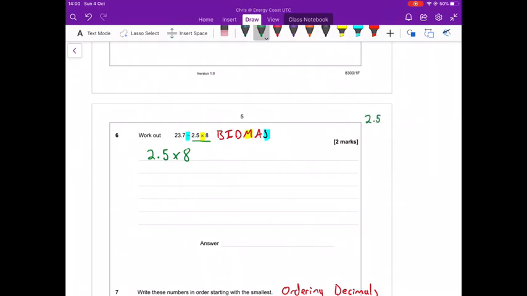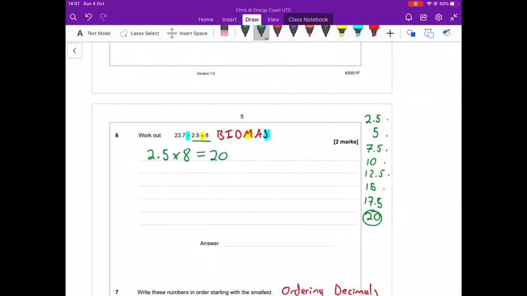So 2.5, that's one of them. Add another one, you get 5. Add another one, you get 7.5. Add another one, you get 10. And then you get 12.5, 15. How many we got? 1, 2, 3, 4, 5, 6. I need 8 of them, so it's 17.5. And then it's 20. So that is what 2.5 times 8 is equal to, 20.